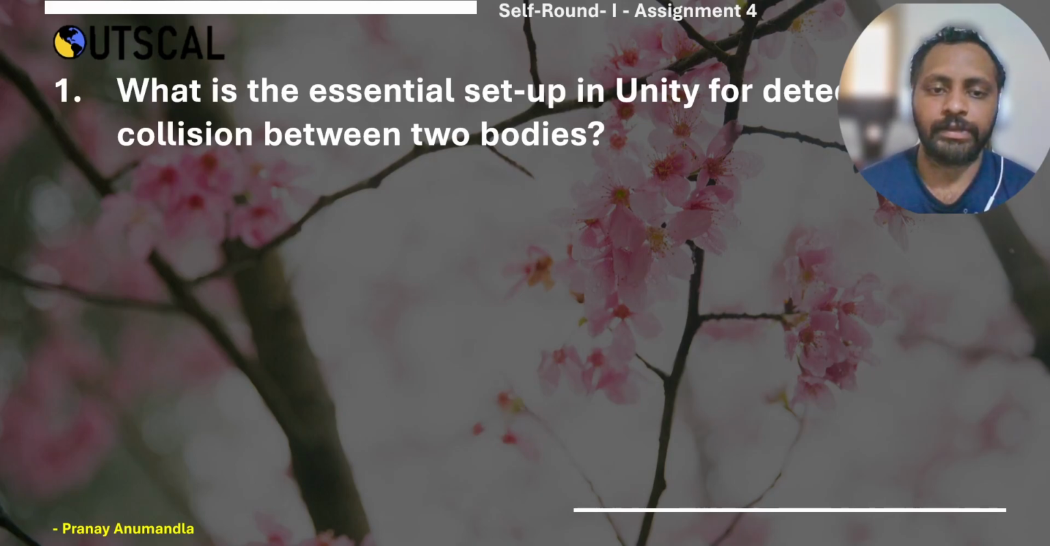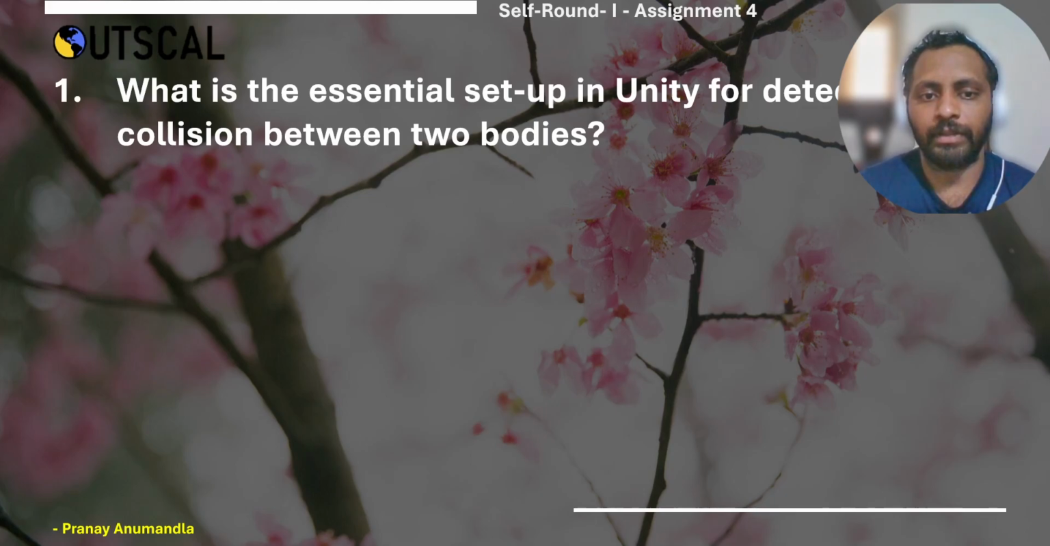What is the essential setup in Unity for detecting collision between two bodies? The two bodies are nothing but two objects. The two game objects should have a collider component. Each should have a collider component separately, and one should have a rigid body component to attain the physical properties of detection and collision.